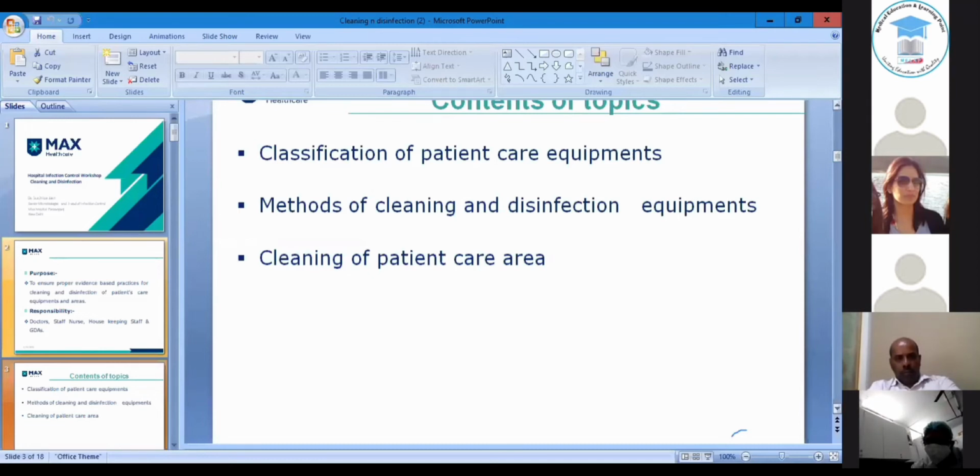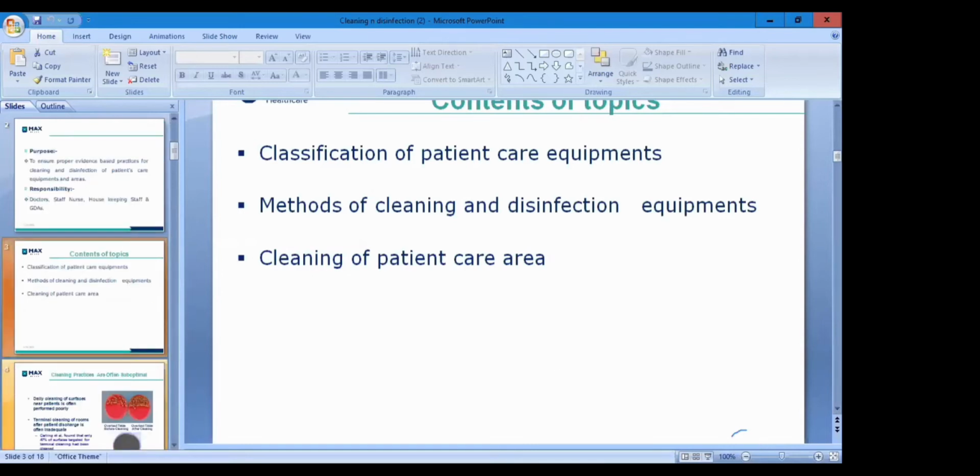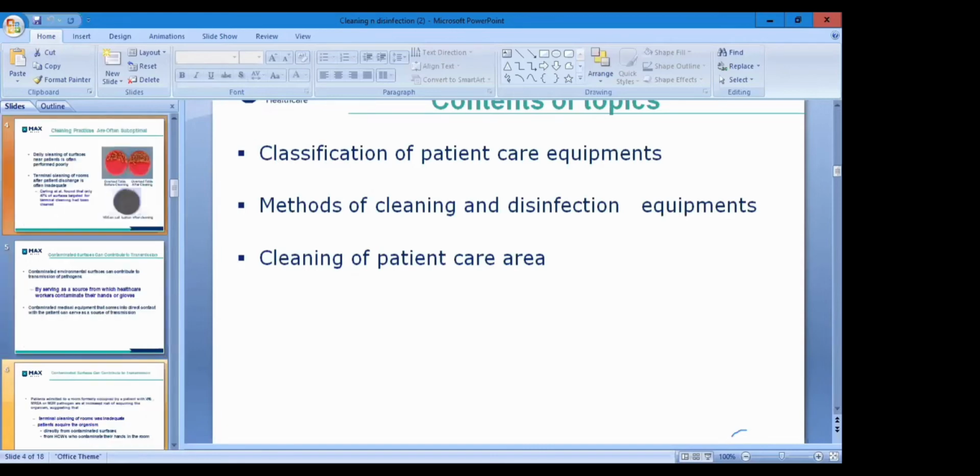The purpose behind having cleaning and disinfection protocols in place is that the cleaning and disinfection are done in a sequence, say in critical areas every 2 hours, and in non-critical areas every 6 hours. Whenever we are trying to formulate our policies, these 3 topics are important: classification of patient care equipment, methods of cleaning and disinfection of equipment, and cleaning of the patient care area.